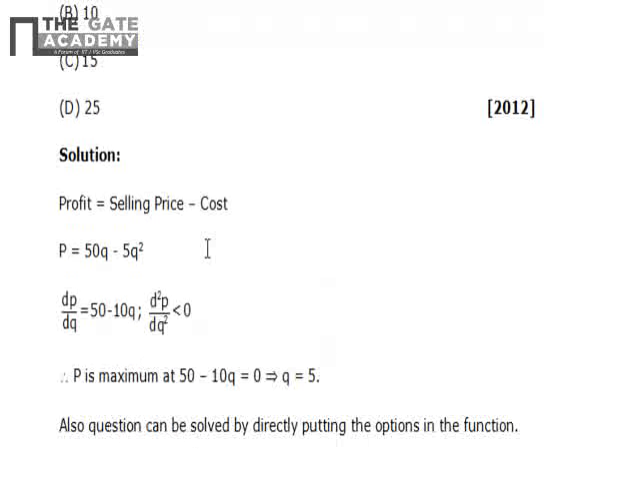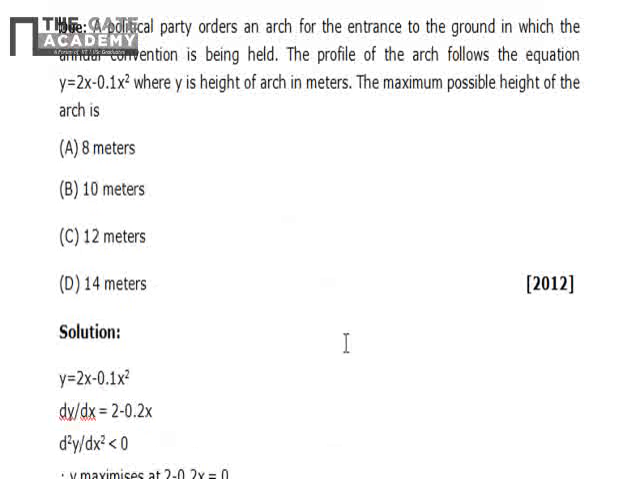Now the next question, which came in 2012. A political party orders an arch for entrance to the ground in which an annual convention is being held. The profile of an arch follows the equation y is equal to 2x minus 0.1x square, where y is the height of arch in meters. The maximum possible height of the arch is, so the function is already given. Okay, profile is already given.